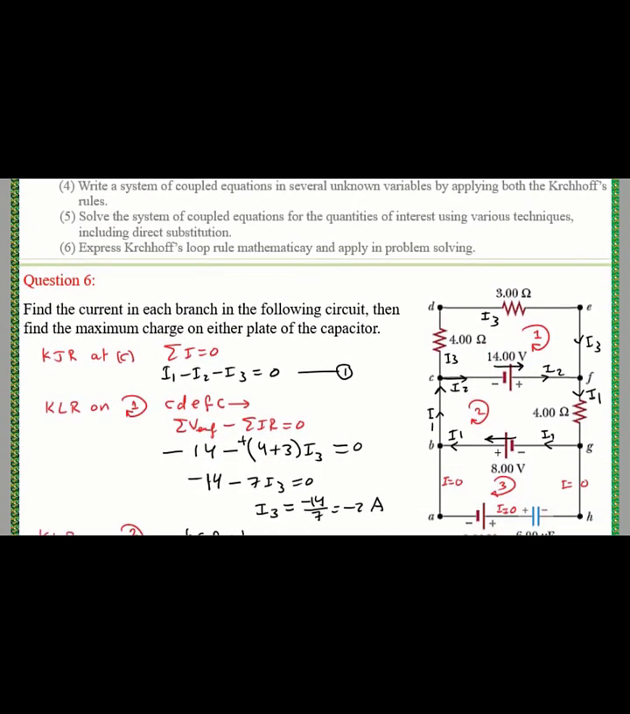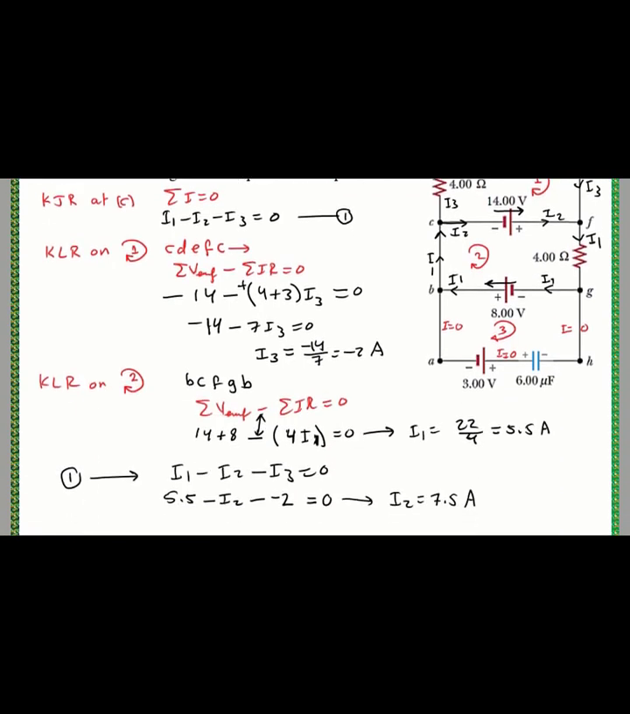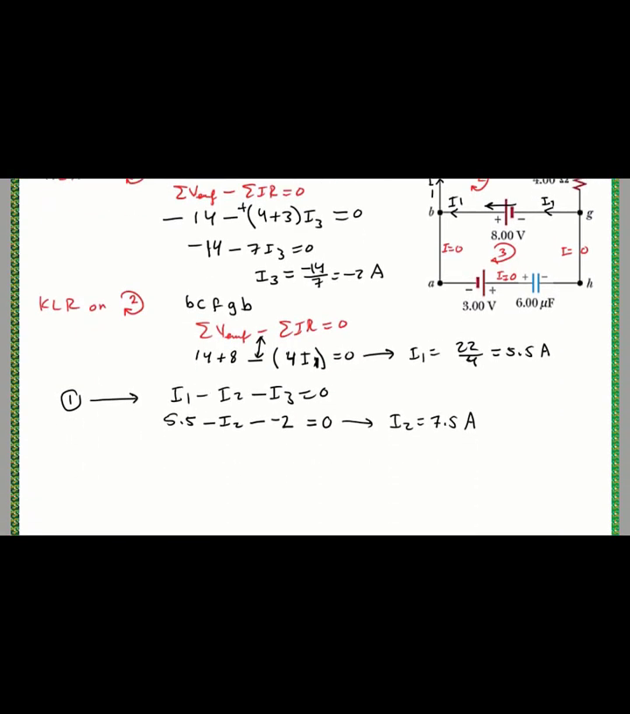Now, to find the maximum charge on either plate of the capacitor, apply Kirchhoff's loop rule on the third loop.